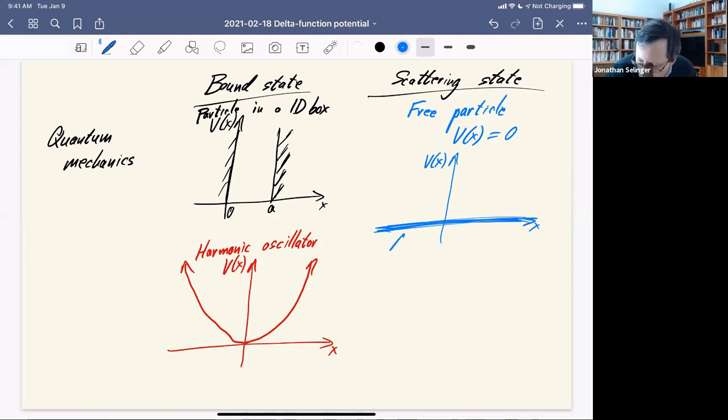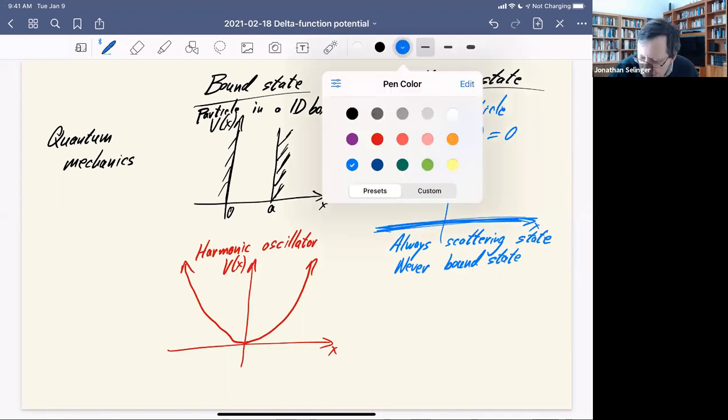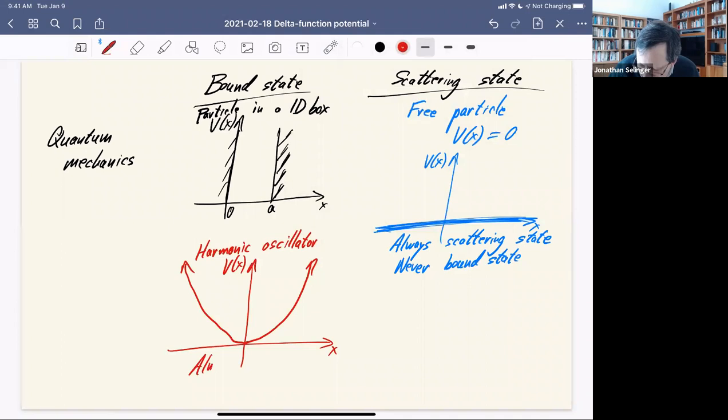It is always a scattering state, never a bound state. Whereas in the other two previous examples, it's always a bound state. Okay, so you've seen two examples for systems where it's always a bound state, and you've seen one example of a system where it's always a scattering state.